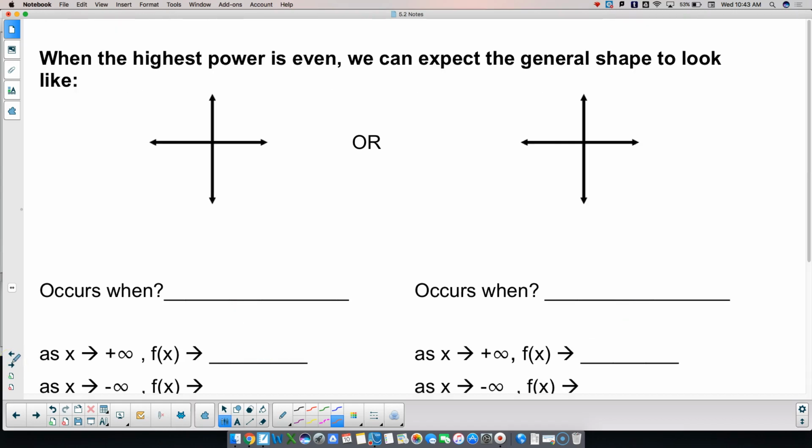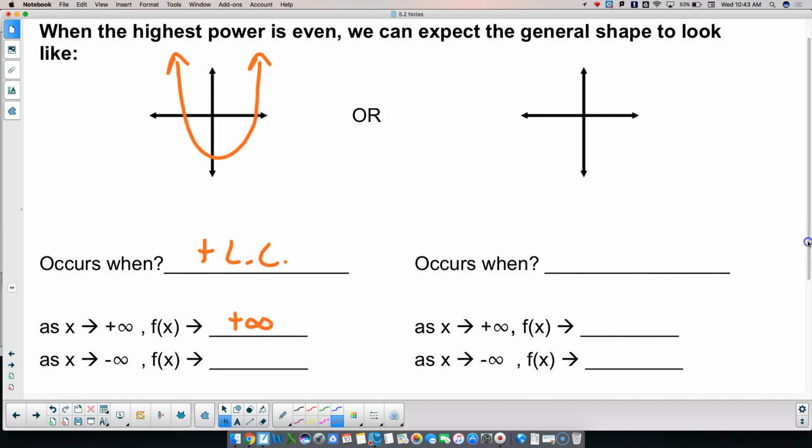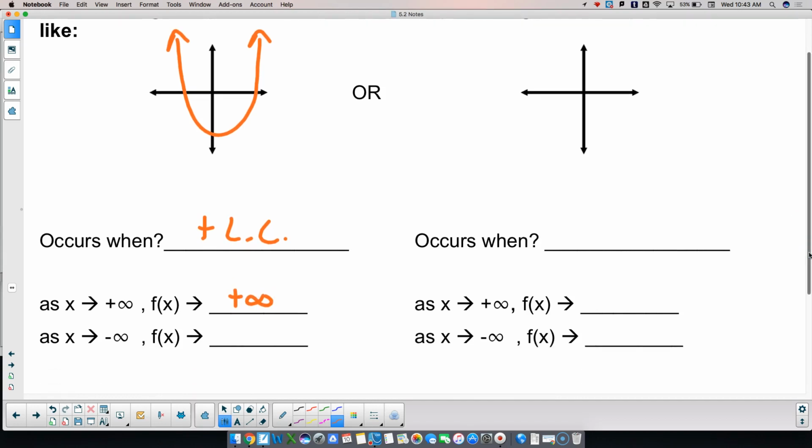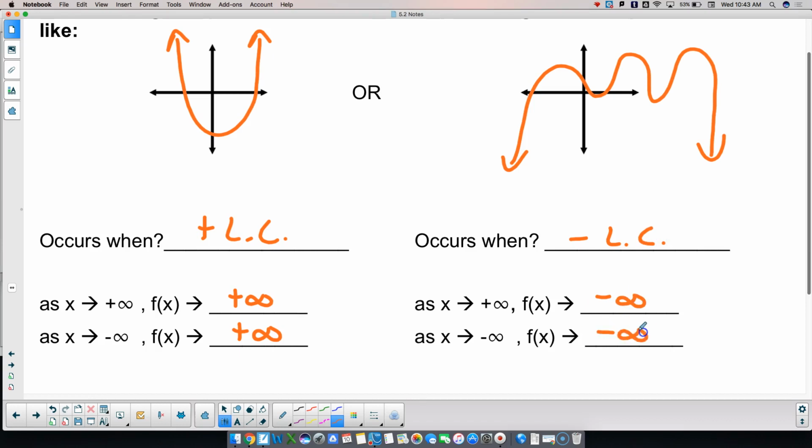If it's even with a positive lead coefficient, they're both going to go up to positive infinity on both sides. And if it's a negative lead coefficient, both sides go down.